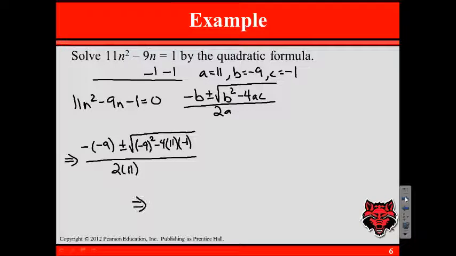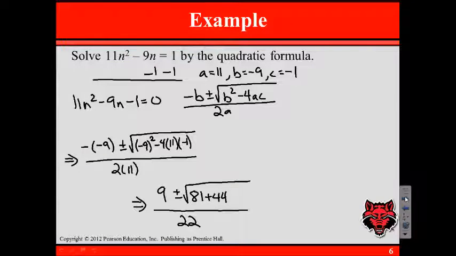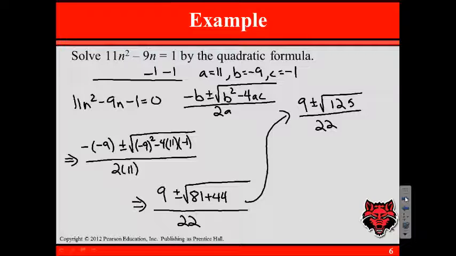We begin simplifying now. We have the opposite of negative 9, or positive 9, plus or minus the square root of 9. Negative 9 squared is 81. Negative 4 times 11 times negative 1 is a positive 44. All over 2 times 11 is 22. We continue to simplify underneath the square root. So this becomes 9 plus or minus the square root of 125 all over 22. Now we know that 125 is not a perfect square, so we would try to simplify the square root as much as possible. Let's go to the next slide to do that.